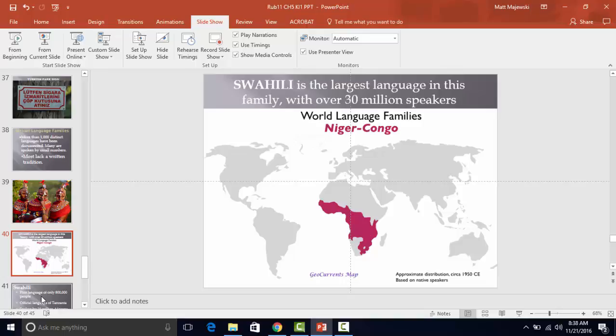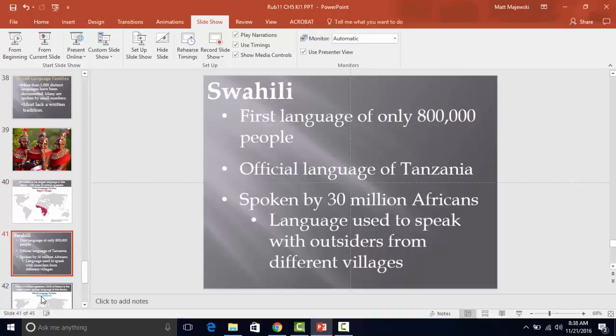It's a language that was really developed originally by mixing different languages in the area together so that everybody could communicate a little bit better. So it's not so much its own unique language as it is the language of a bunch of the smaller languages that were blended together so that people could communicate despite the fact that they might have their own unique native tongue. It's a language that's used to speak with outsiders from different villages, because the village itself might speak its own smaller tribal language, but Swahili allows them to communicate with others from outside.